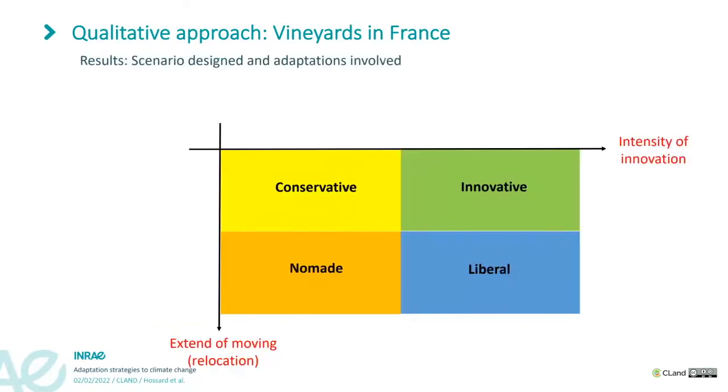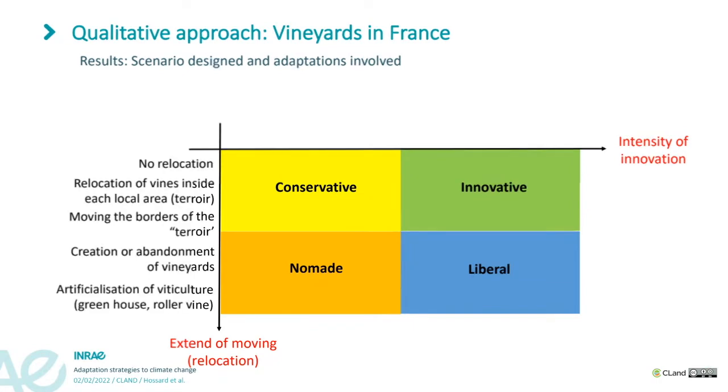What were the 4 scenarios? A scenario is a projection in the future under some drivers, and you can see here that it was drawn on two axes. The first one is the extent of moving, so relocation of vineyards, and the second one is the intensity of innovation, how much you adapt. And you have 4 scenarios according to the level of changes on these 2 axes.